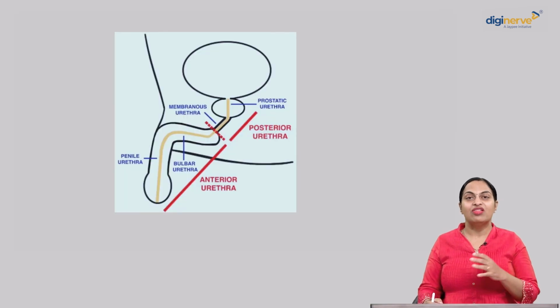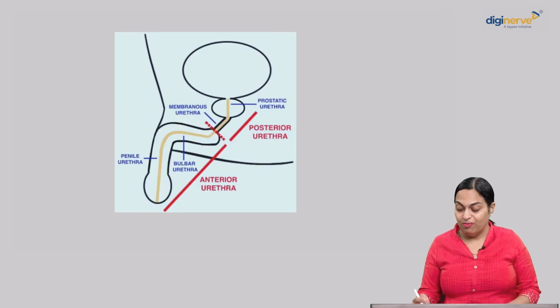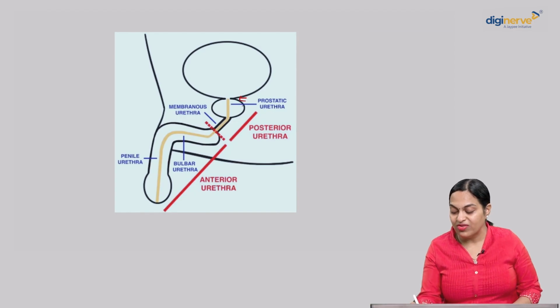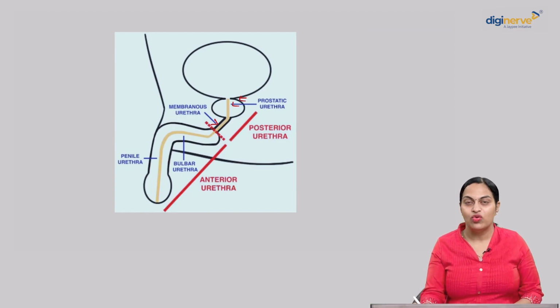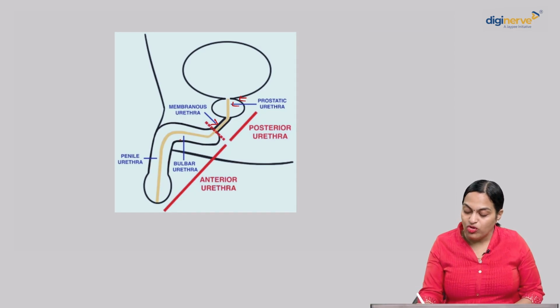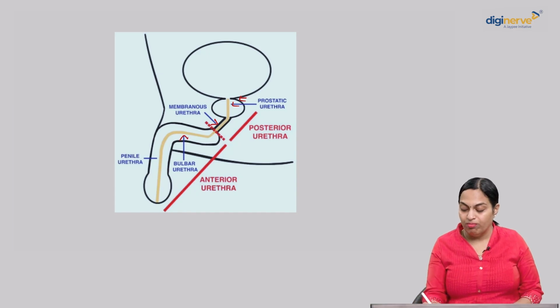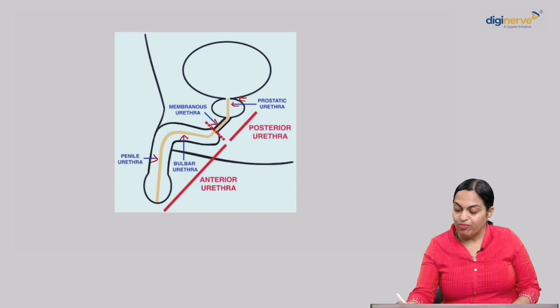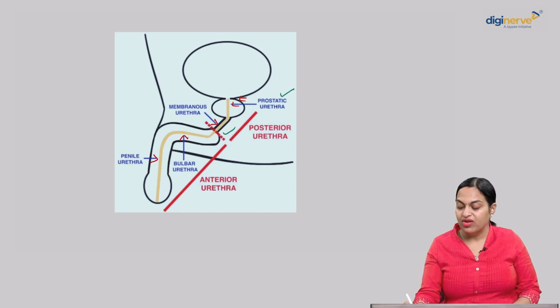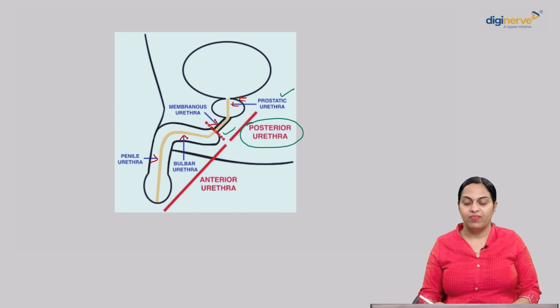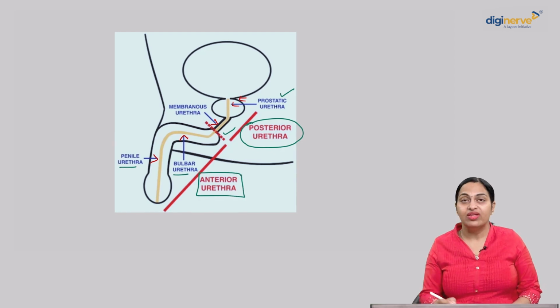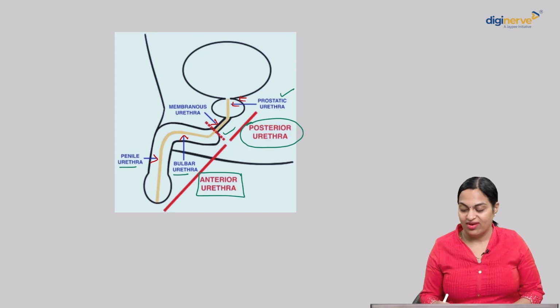So we know the parts of the male urethra, right? The preprostatic, the prostatic, and then the membranous urethra. The spongy urethra is further divided into bulbar urethra and penile urethra. The prostatic urethra and membranous urethra we classify as posterior urethra. The bulbar urethra and penile urethra we classify as anterior urethra.